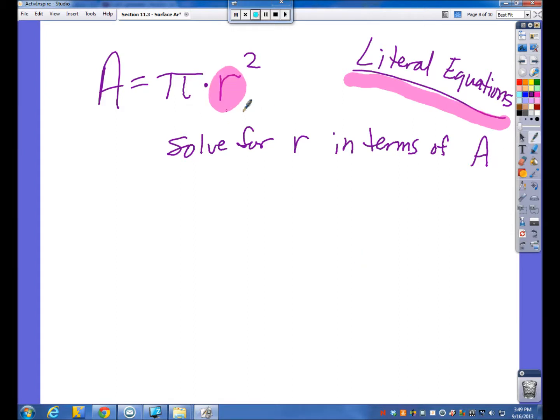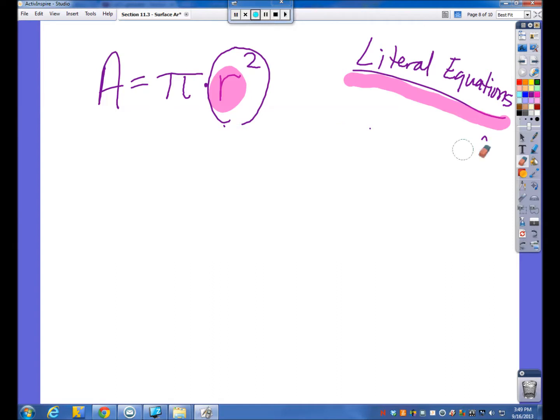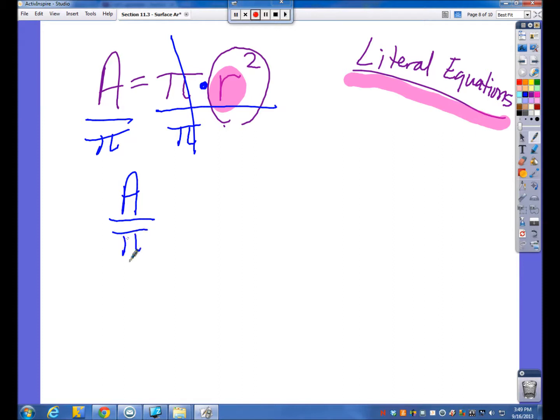So first thing I want to do is get this radius squared term all by itself. I would want to get rid of anything that's attached to it, like the pi. Right now the pi is being multiplied with r squared, so to undo the multiplication, we divide both sides by pi. So at this point, I have area divided by pi, and I have no idea what that is. Those are not like terms, so it has to stay that way, equal to r squared.